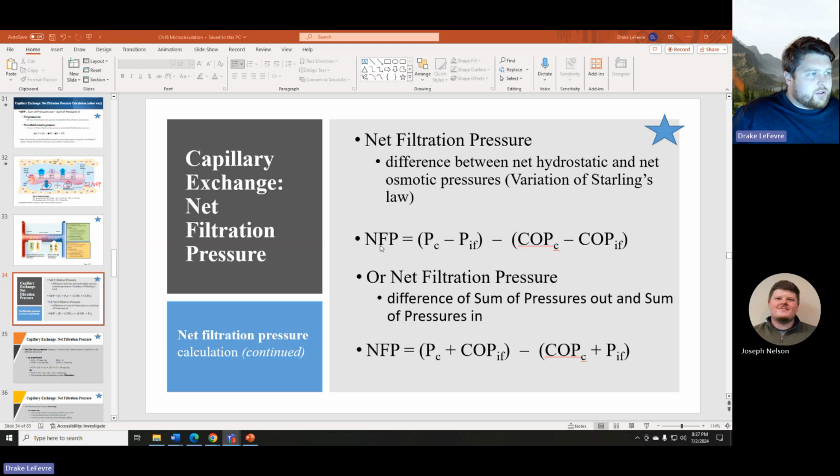Net filtration pressure equals the hydrostatic pressure of the capillary minus the hydrostatic pressure of the interstitial fluid, subtracted from the colloid osmotic pressure of the capillary minus the colloid osmotic pressure of the interstitial fluid, all that stuff in parentheses. This is what it looks like if you make it all pretty, like distribute out the negative and flip stuff around. And you can make it look pretty like this as well.